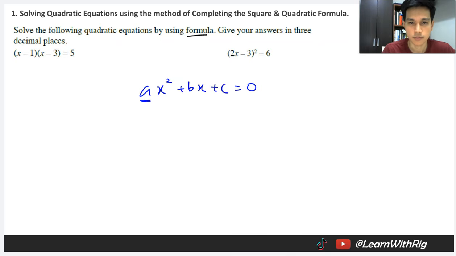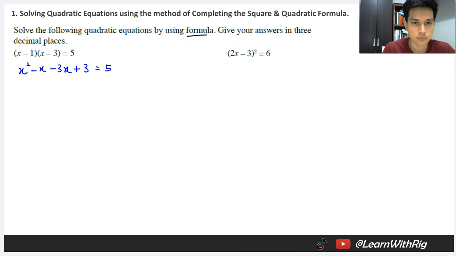Okay, you need to find what's the value of a, what's the value of b, what's the value of c, to substitute into the formula. Right, so first thing is expand this. So x squared minus x minus 3x plus 3 equals 5. So x squared minus 4x plus 3, and then you're going to bring this 5 over there, so it's going to be negative 5. So you'll get plus 3 minus 5, you get minus 2.